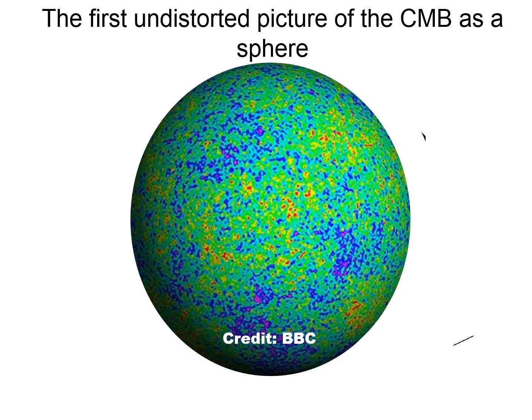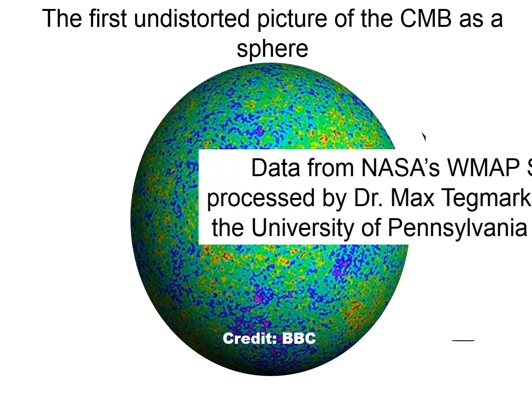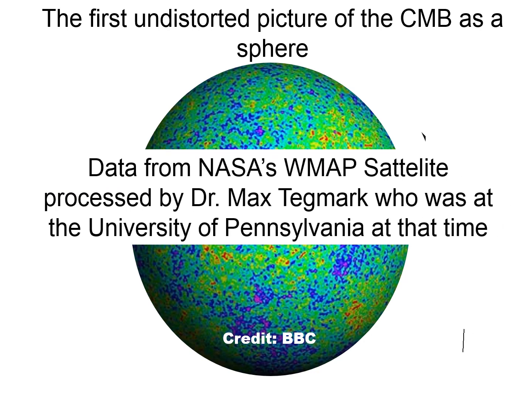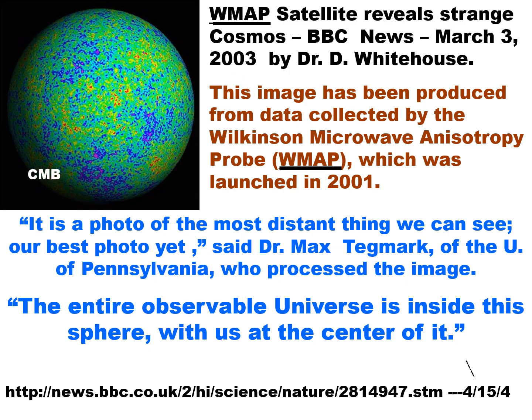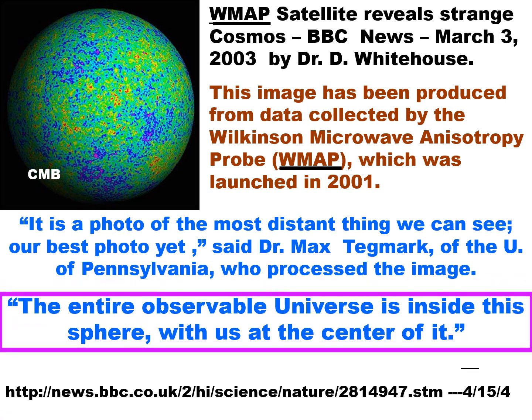This is the first undistorted picture of the cosmic microwave background radiation, usually called the CMB, radiation from the midpoint of atoms' travel, a sphere derived from the NASA dominant MAP satellite data processed by Dr. Max Tegmark, who at that time in 2003 was at the University of Pennsylvania. This was published by the BBC News, in which Dr. Max Tegmark notes that the entire observable universe is inside this sphere with us at the center of it.